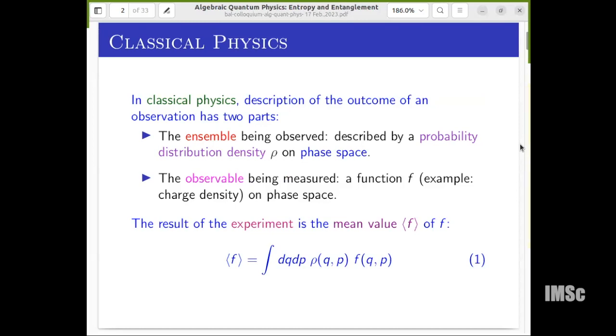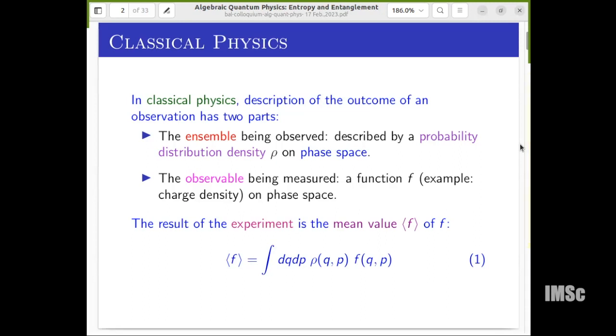Our starting point last time was that in classical physics, and also in quantum physics, a description of any outcome, any observation, consists of 2 parts. First is the ensemble being measured, and it is given by a probability distribution rho in a phase space. It can be a delta function for a sharp observation, or it could actually be a distribution, whatever it is. But this is always the case in classical physics, as it is in the quantum case.